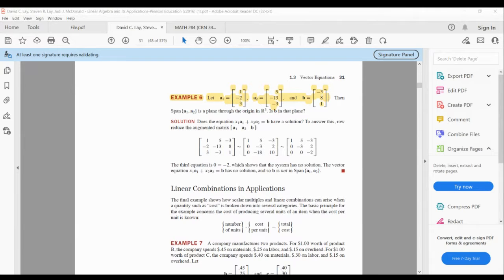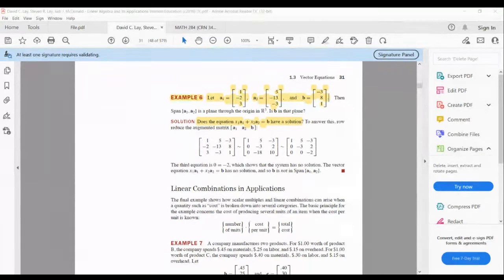And the span of those two linearly independent vectors, A1 and A2, would have to be a plane through the origin. And we want to know if the vector B is in that plane. That's the same as saying, is the vector B in the span of A1 and A2? So again, we have to say, does this vector equation have a solution?